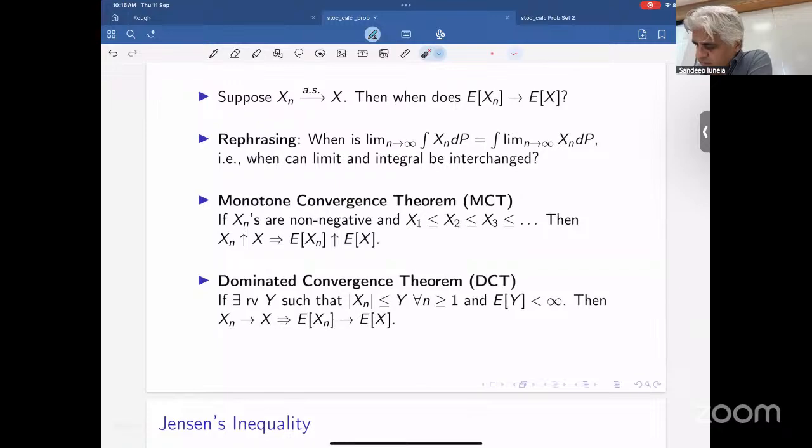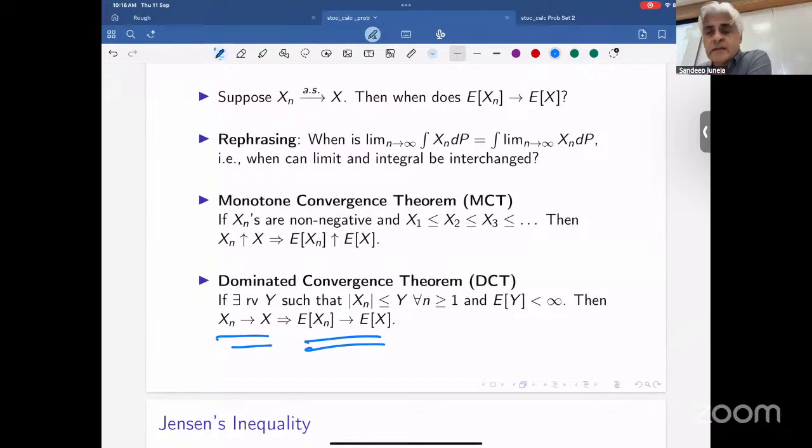And the dominated convergence theorem. So if there's a random variable y which dominates each and every xn in absolute value, and the expected value of y itself is finite, so it's not letting mass escape away of any of these xn's, then xn going to x implies e of xn converges to e of x.